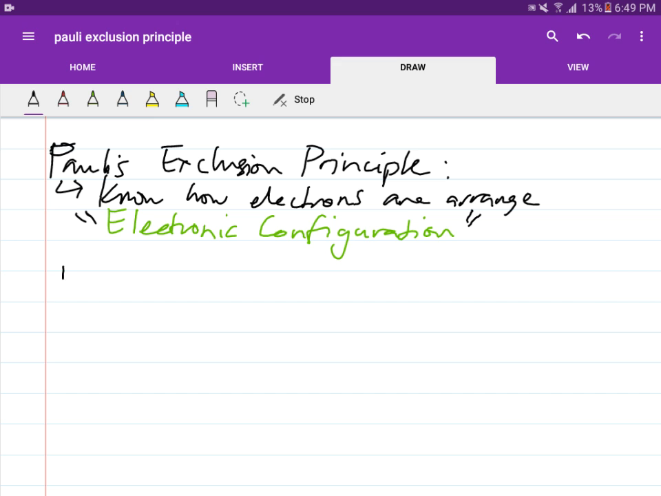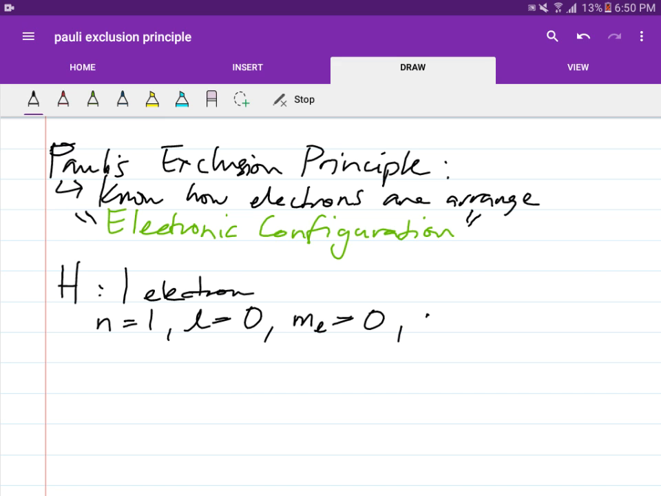For example, let's start with the simplest one, hydrogen. Hydrogen has one electron. This one electron will always be in the ground state, which gives n equals 1, l equals 0, ml equals 0, and ms equals plus or minus 1/2.